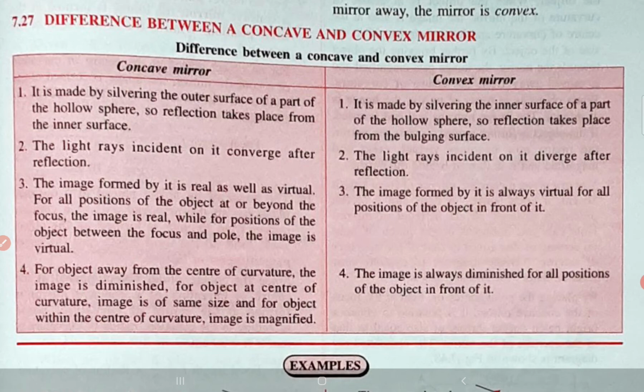Number 4, for objects beyond the center of curvature, the image is diminished, for an object at the center of curvature, it is of the same size, and if it crosses the center of curvature, the size of the image increases. So, whenever you keep the object beyond the center of curvature, the image formed will be of smaller size, that is diminished, but if you keep it at the center of curvature, the image will be of the same size as that of the object, and if it crosses the center of curvature, the size of the image increases. So, a concave mirror can form all kinds of images, that is diminished, same size and magnified, whereas a convex mirror always forms a diminished image no matter what.